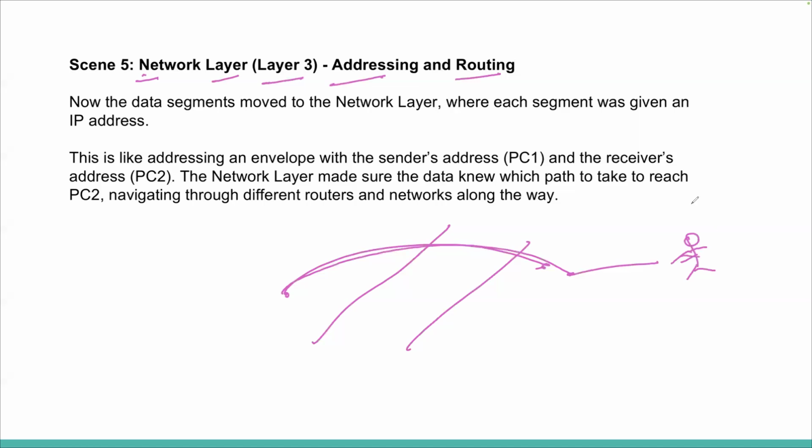There should be an actual human or user, right, who is going to use that product. The bridge is formed, data came, where it should go, I don't know. For that, we need layer 3. Now data segments moved into the network layer, where each segment was given an IP address. Now that is where your IP address comes into the picture.